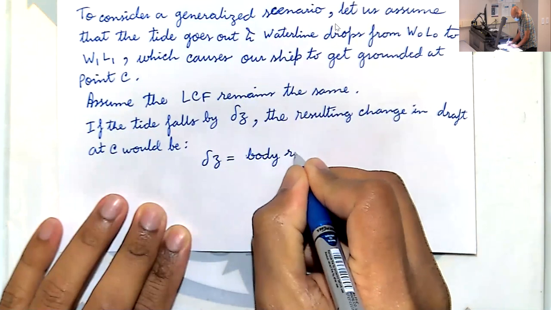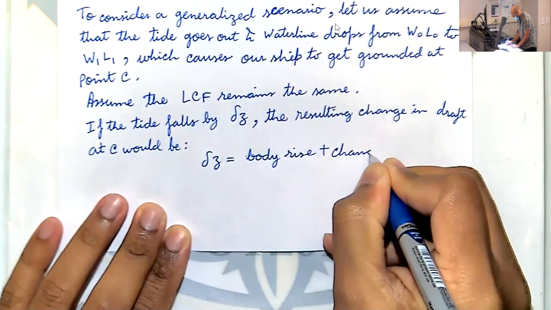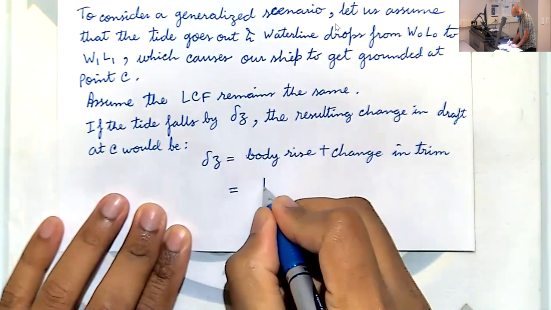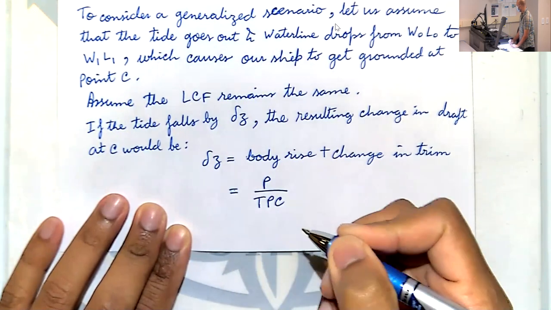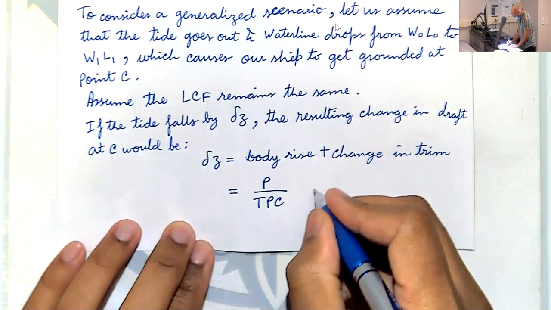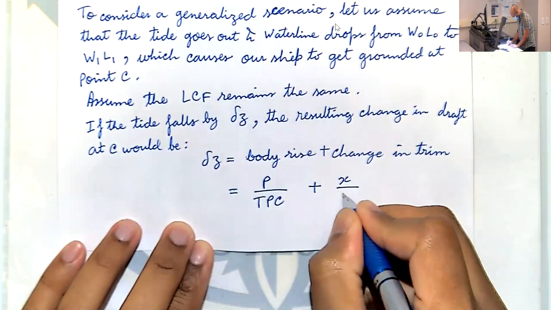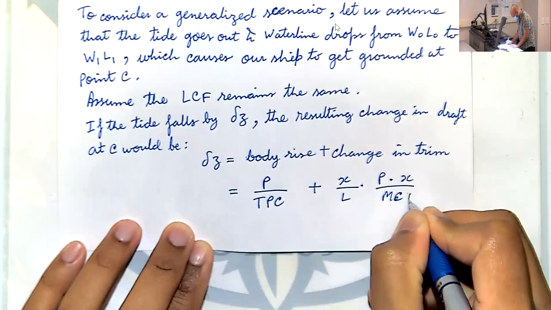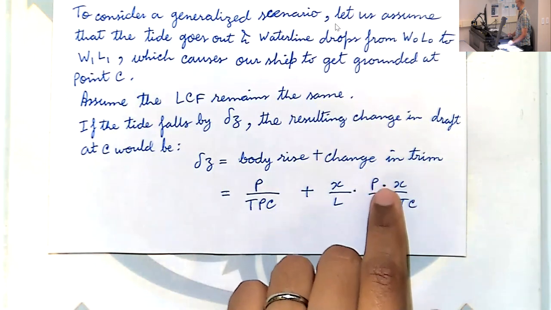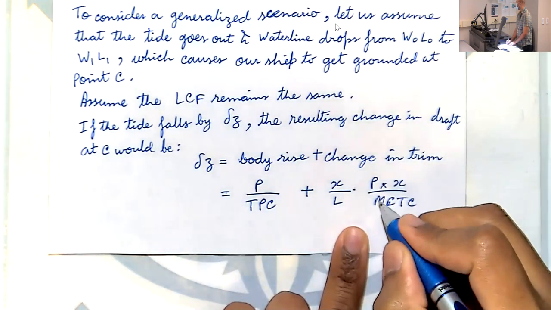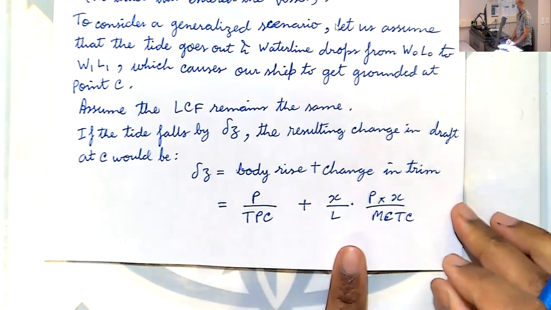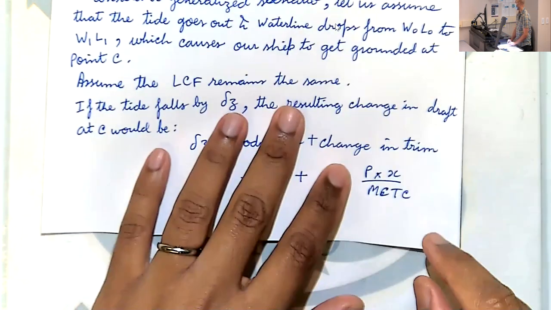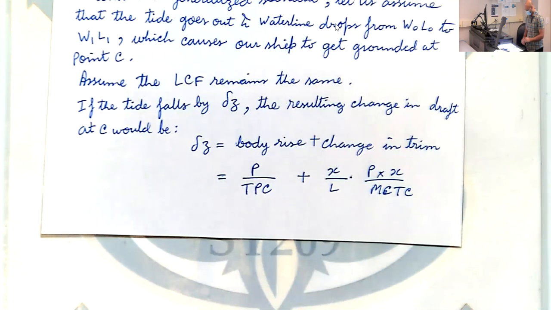body rise plus change in trim. And we know how to compute both of these individually. So body rise is basically, if we know the reaction force, we divide it by TPC, tons per centimeter. And the change in trim, you do X over L. P times X is the moment, divided by MCTC gives you change in trim. Change in trim is for the full thing, fore minus aft. But we only care about change in trim at this position C. That's why I multiplied by X over L. Okay.